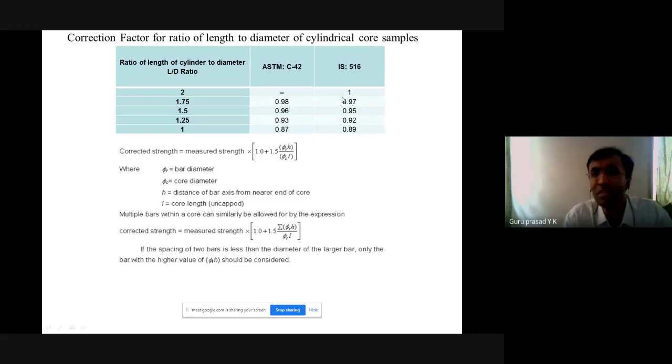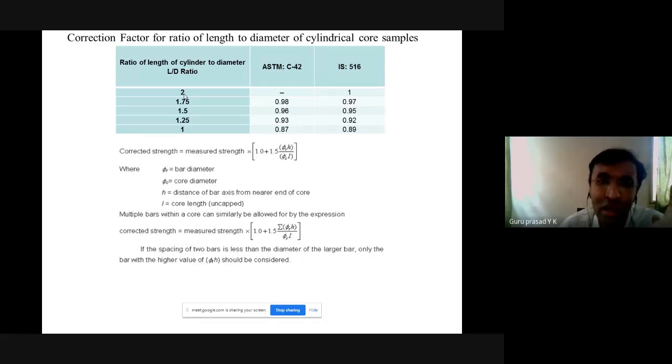This is also specified in our IS code 516. The correction factor is applied to get the corrected concrete compressive strength. That is important. There is no correction factor when the height to diameter ratio, the height of the core, which is like a cylinder, to the diameter of the extracted core, is 2. If it's 2, no correction is required.